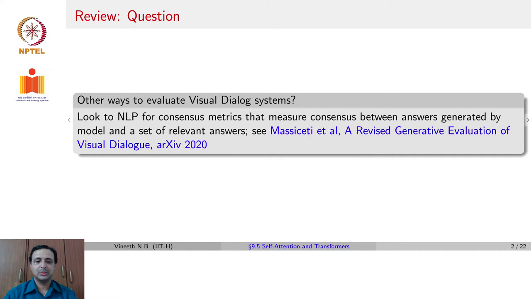One answer to this question is to look to natural language processing for getting performance metrics from the text domain, which could measure consensus between answers generated by a model and a relevant set of answers. If you'd like to know more about such an approach, please see this recent work called A Revised Generative Evaluation of Visual Dialogue. This work also talks about how one can generate a set of relevant answers.